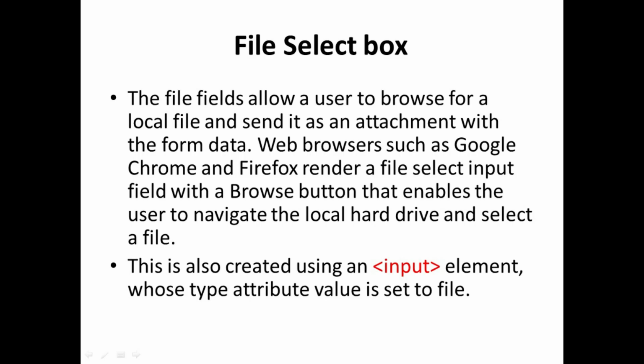File select box. The file fields allow a user to browse for a local file and send it as an attachment with the form data. Web browsers such as Google Chrome and Firefox render a file select input field with a browse button that enables the user to navigate the local hard drive and select a file. This is also created using an input element, whose type attribute value is set to file.